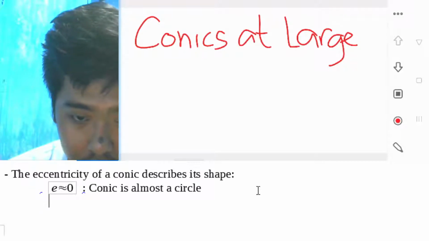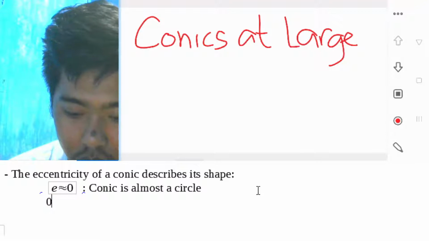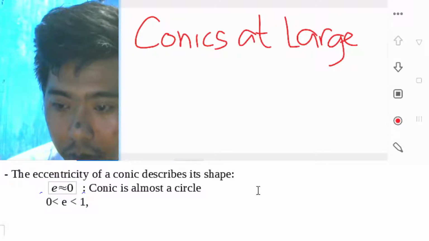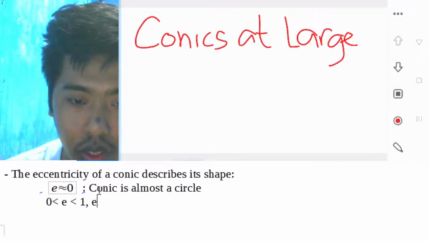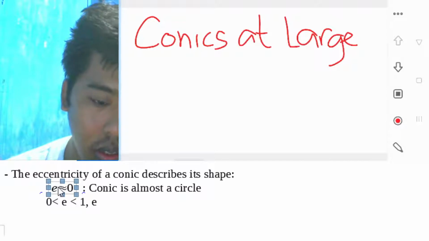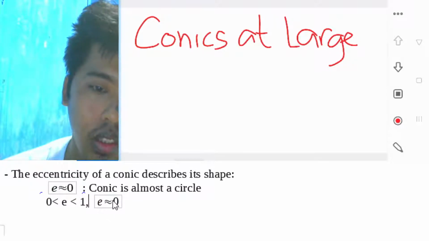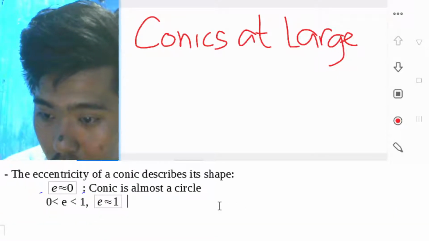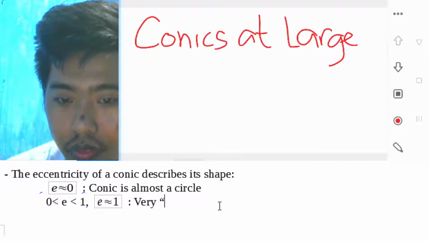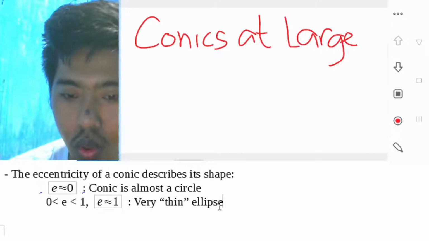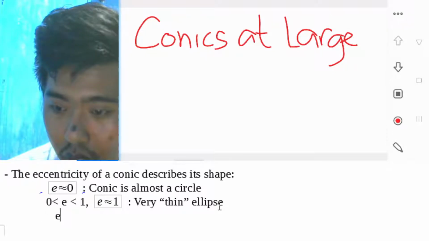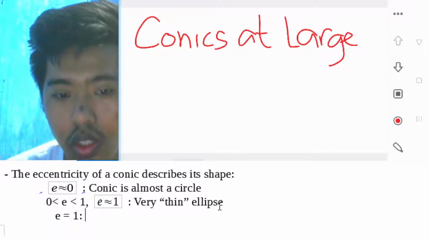Okay, next, E is between 0 and 1, if the E is in between, as we remember, or should I say E is approximately 1, so almost 1. So if the E is almost 1 or approximately 1, that is a very thin ellipse. While if the E is equal to 1, exactly 1, that should be a parabola.